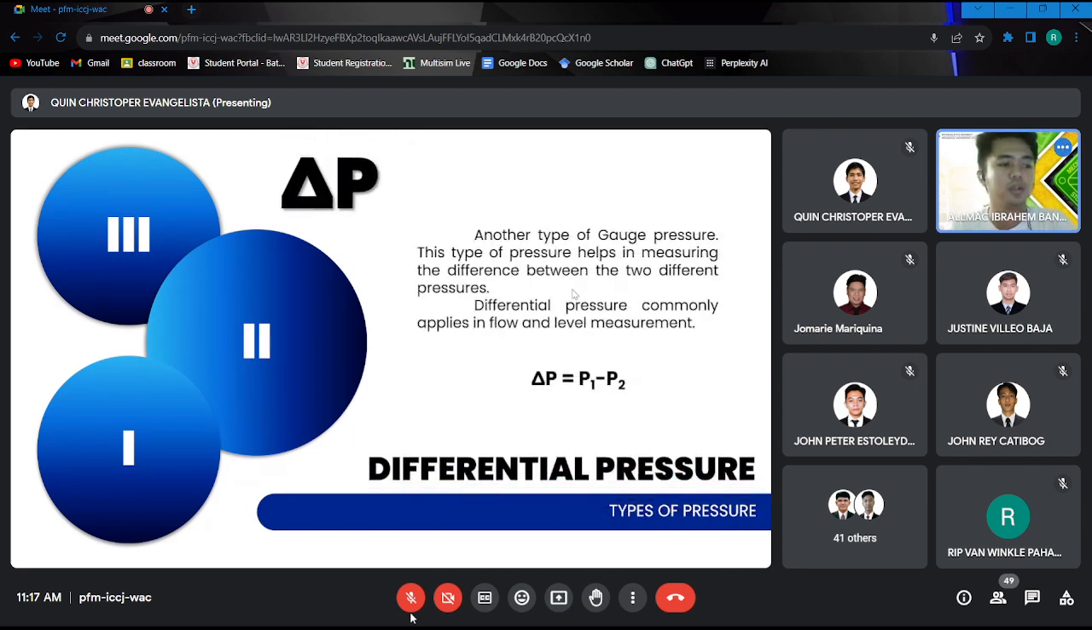Then the next one is the differential pressure, which is another type of gauge pressure. This type of pressure helps in measuring the difference between two different pressures. Differential pressure is commonly applied in flow and level measurement. The equation is delta P is equal to P1 minus P2, any two points in any pressure that we solve. Just like what the name says, the difference between two different pressures.